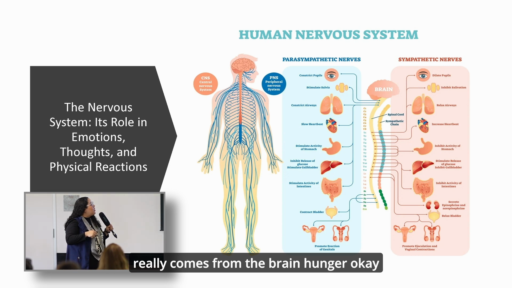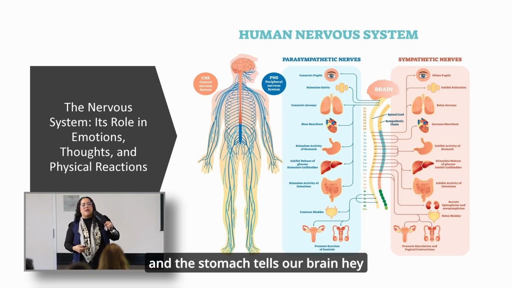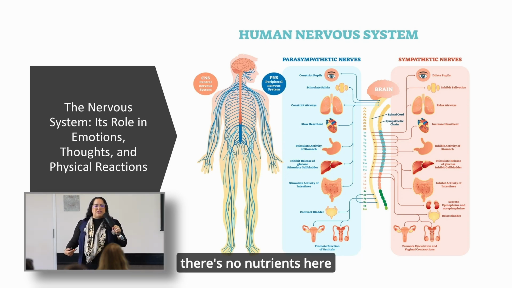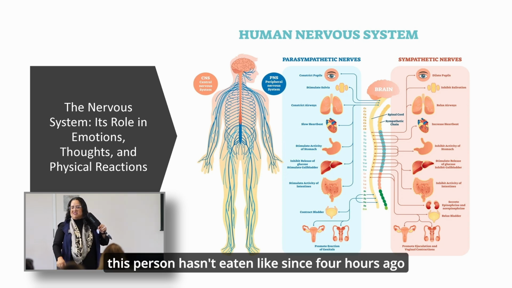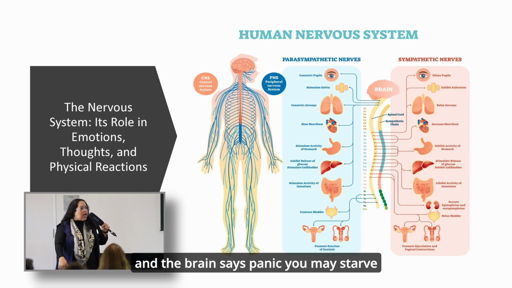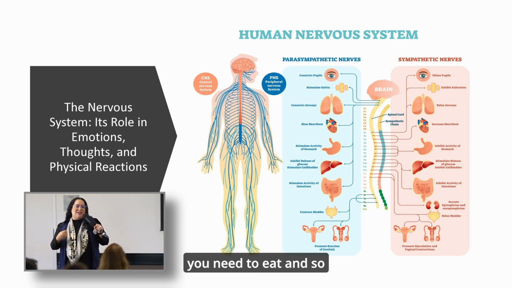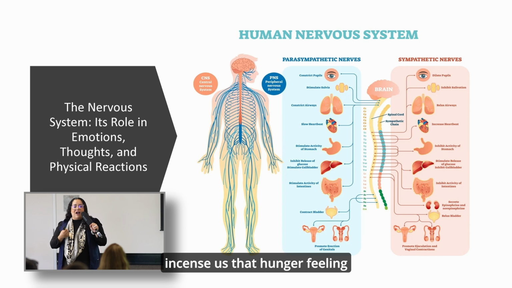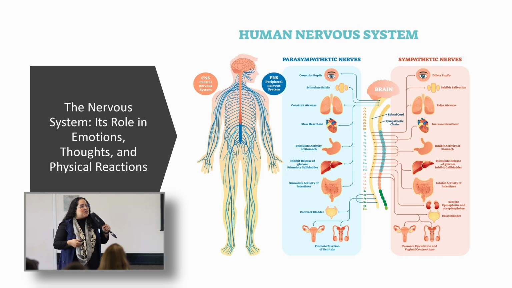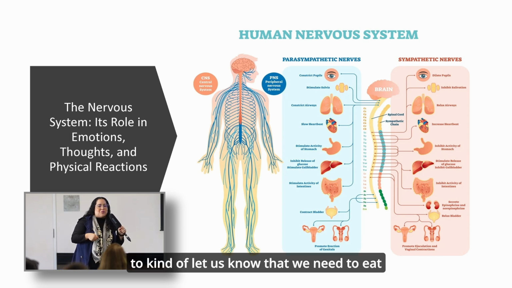Hunger, okay? When we experience hunger, for example, our brain communicates with the stomach, and the stomach tells our brain, "Hey, there's no nutrients here. This person hasn't eaten since 4 hours ago." And the brain says, "Panic, you may starve, you need to eat." And so it sends us that hunger feeling to let us know that we need to eat.